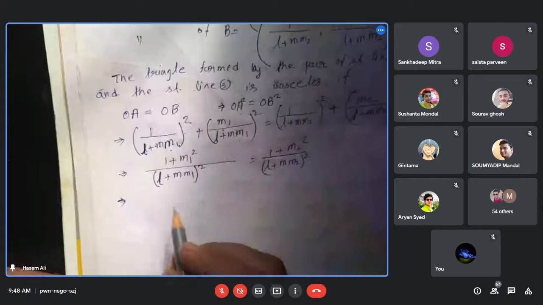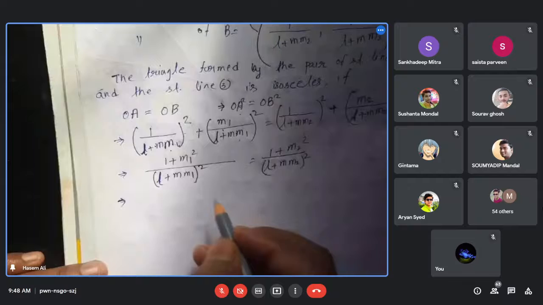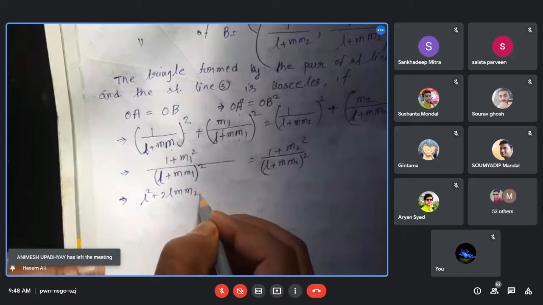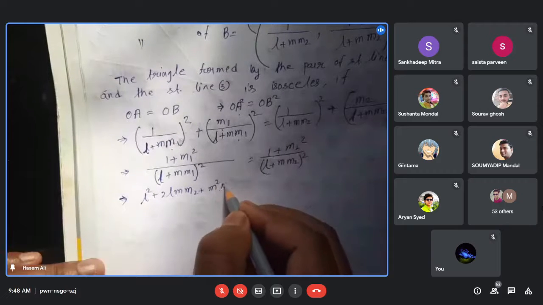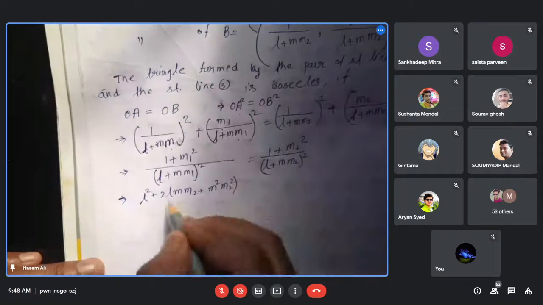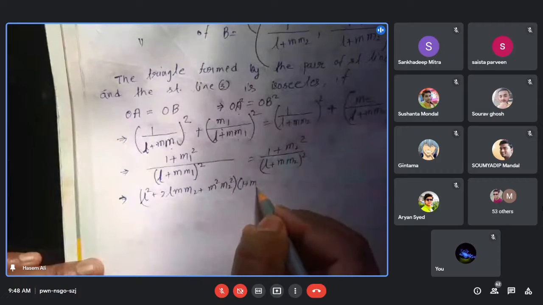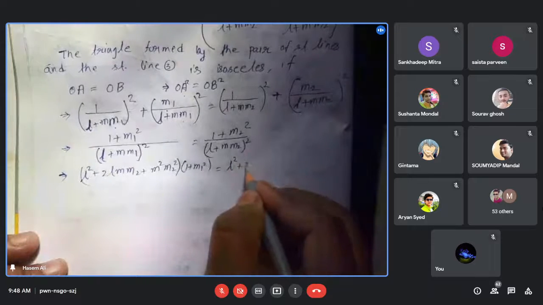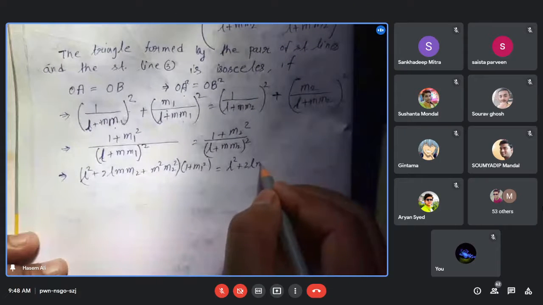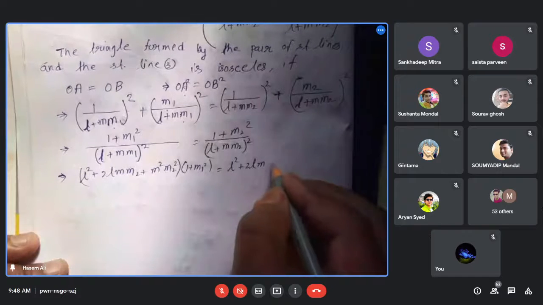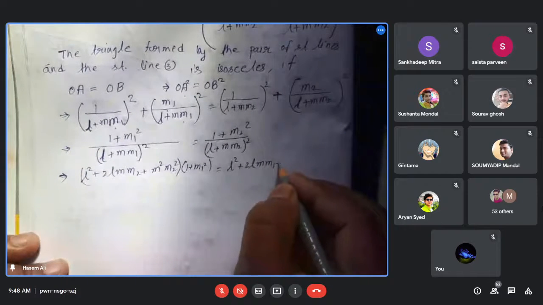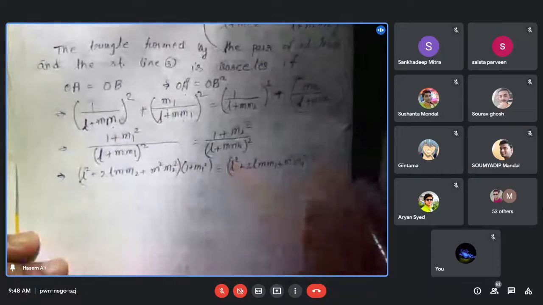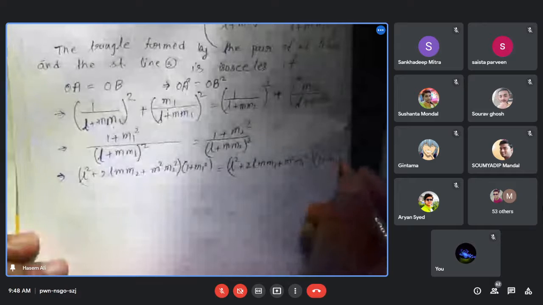Then this will be L square plus 2L m m2 plus m square m2 square into 1 plus m1 square. Simple cross multiplication. L square plus 2L m m1 plus m square m1 square into 1 plus m2 square.